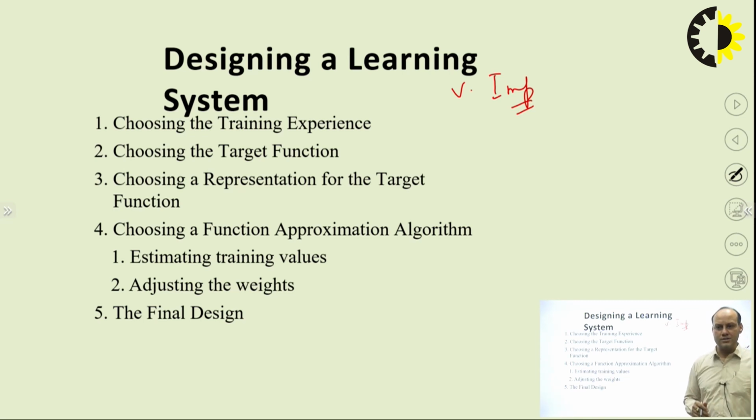For designing a learning system, we have to keep these 5 points in mind. Number 1, firstly we choose the training experience. After choosing the training experience, we choose the target function on which the behavior will depend, that is, how the machine will behave on the basis of that function. Third is the representation for the target function. Fourth is what approximation algorithm we are going to use. This approximation will estimate the training values and adjust the weights, and at last we will get the final design.